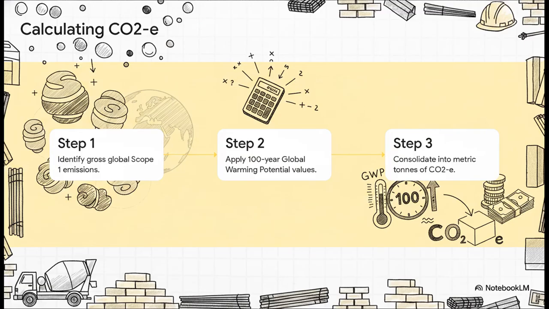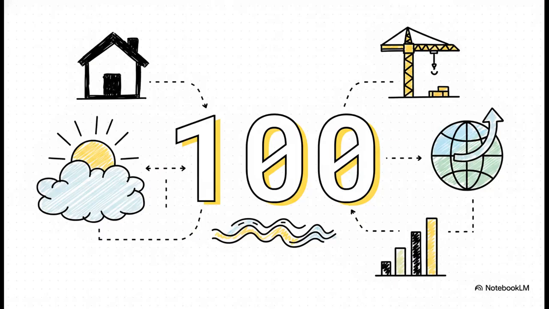So how on earth do we combine all 7 of those distinct gases into one clean metric? Think of it like a currency exchange. First up, step 1, you identify the gross global emissions for all those different gases. Next, in step 2, you apply global warming potential, or GWP, values to each specific gas to standardize their actual climate impact. And finally, step 3, you consolidate all that math into a single investor-ready currency, metric tons of CO2 equivalent, or CO2e. Now, I want you to literally burn this number into your memory, 100.